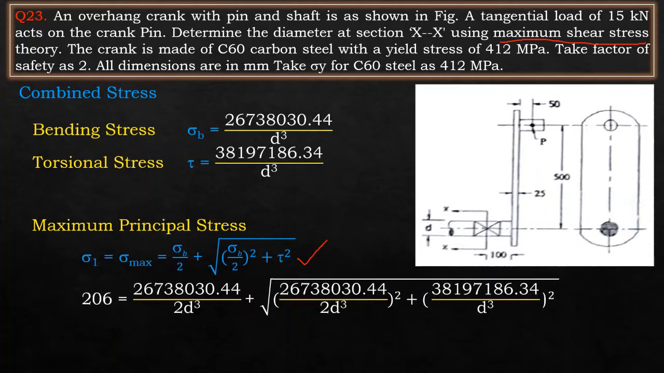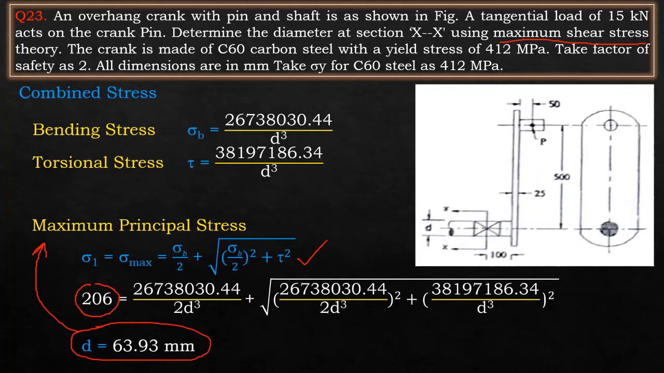By substituting the values, sigma maximum, as we have got, 412 megapascals divided by 2, which amounts to 206 megapascals, and substituting the following equations of sigma b and tau, we'll be able to determine the value of d. In this case, the diameter obtained is 63.93 mm. This diameter is based on maximum principal stress theory.